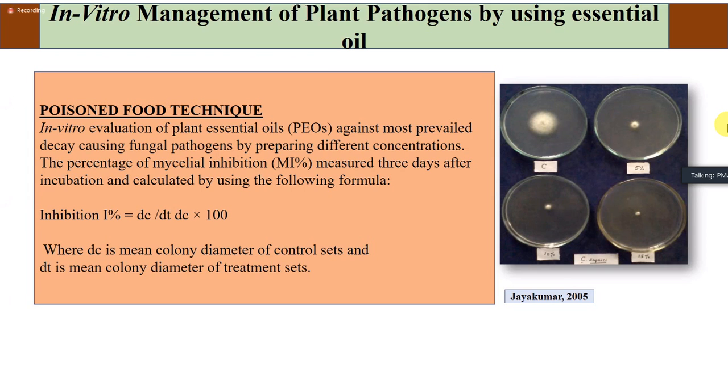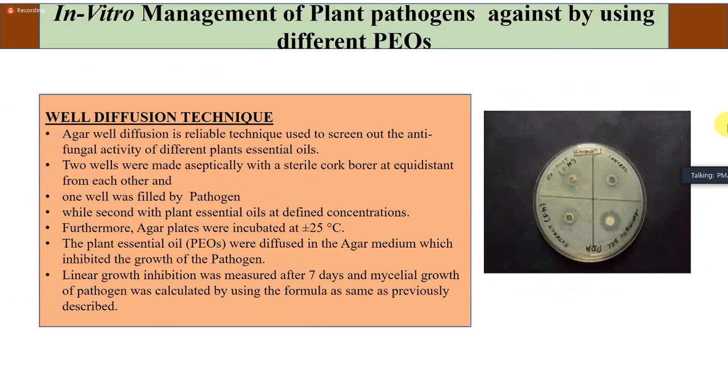From the DC, the diameter of the control colony, minus the diameter of the treatment colony, divided by the diameter of the control colony, we multiply by 100. By this we can determine which essential oil has the most prevalent antifungal activity against the pathogen.